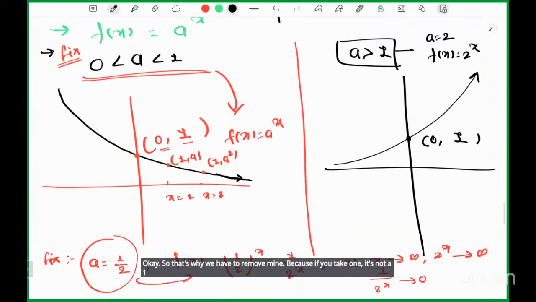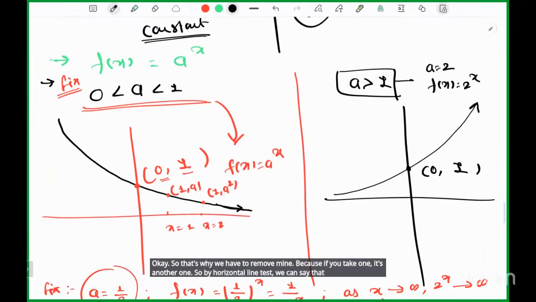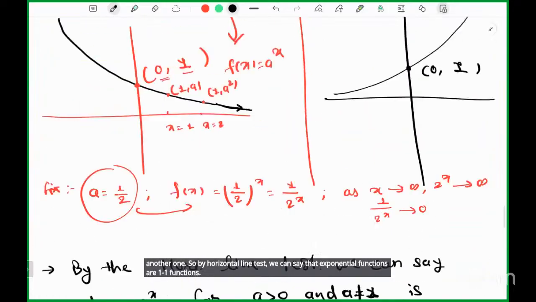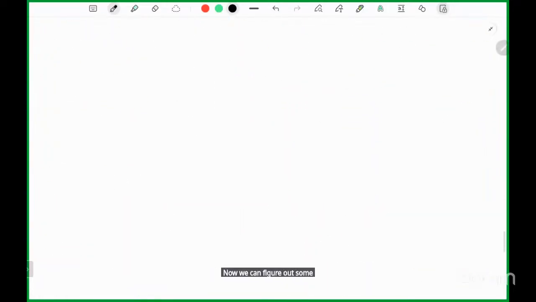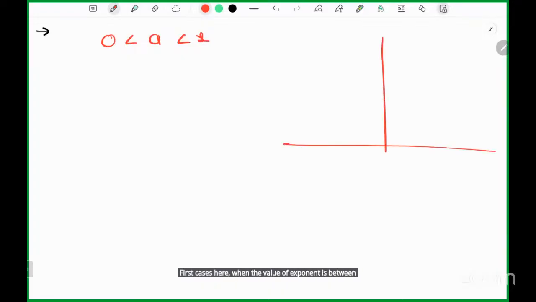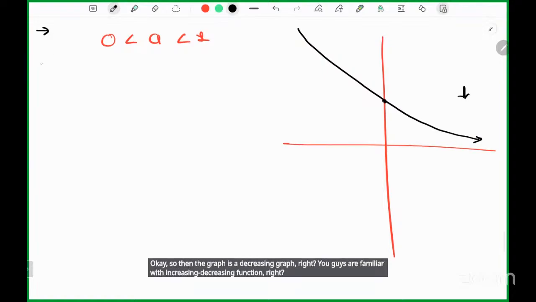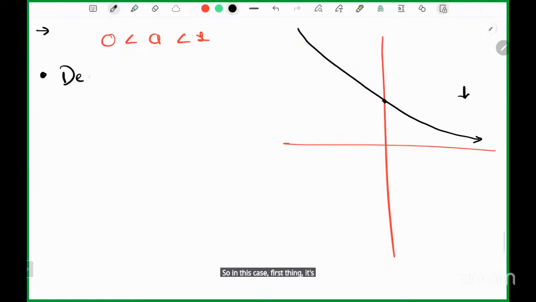So by the horizontal line test, we can say that exponential functions are 1-1 functions. Now we can figure out some other properties of exponential functions. I'll take case by case. The first case is when the value of the base is between 0 and 1. Then the graph is a decreasing graph, right? You guys are familiar with increasing and decreasing functions, right? So in this case, first thing, it's a decreasing function.